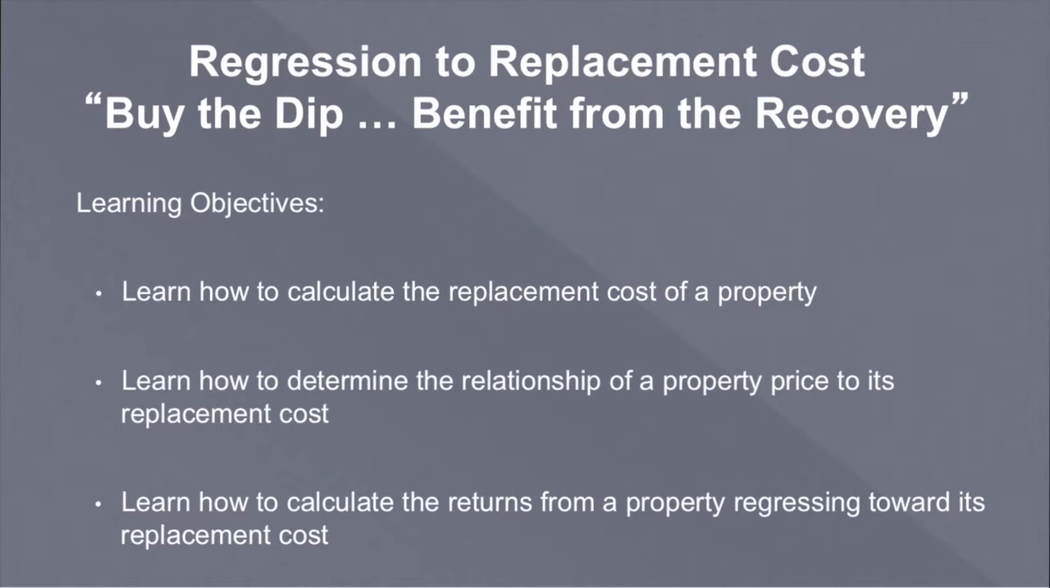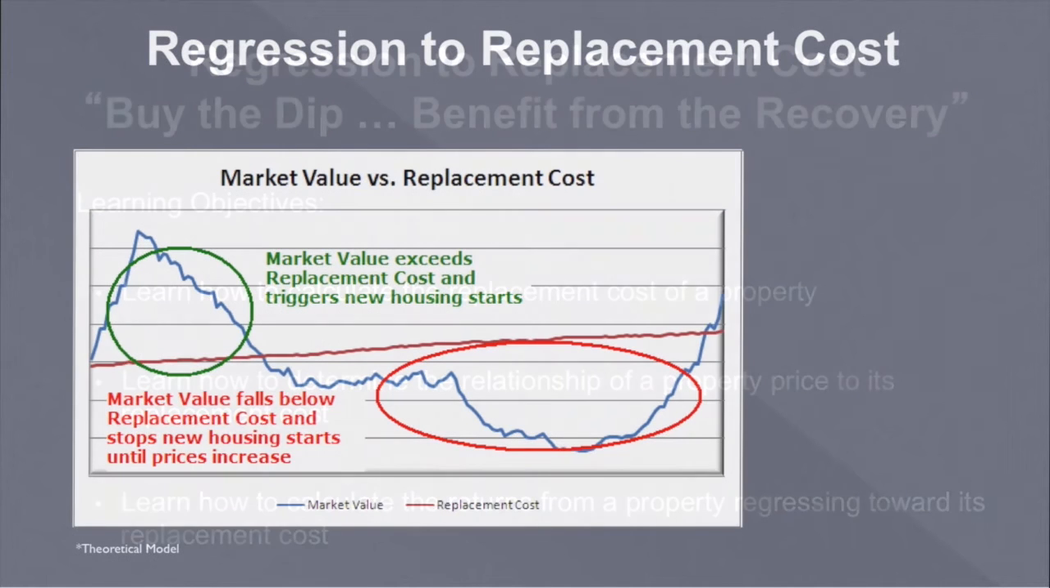So learn how to calculate the returns from a property regressing toward its replacement cost. In other words, when a piece of wood is worth what a piece of wood actually costs, right? And it doesn't just apply to wood, it applies to all these ingredients in a home or apartment complex or a commercial building or any type of real estate, improved real estate, because we are talking about the improvement, of course.